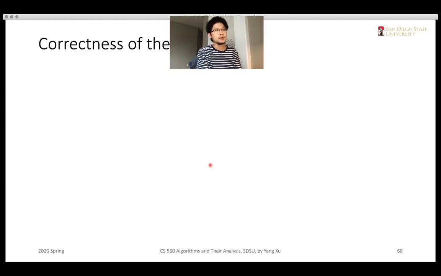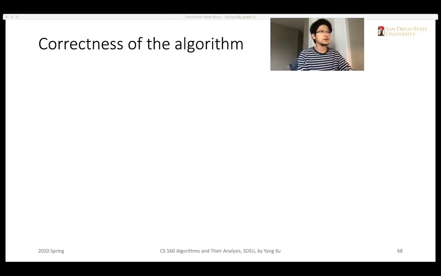Okay, so next, we're going to look at the correctness of the algorithm of the strongly connected components procedure. We basically want to know why running two DFSs, with a transpose of the graph, will give us the strongly connected components.